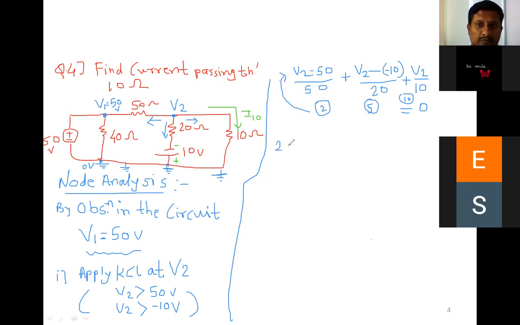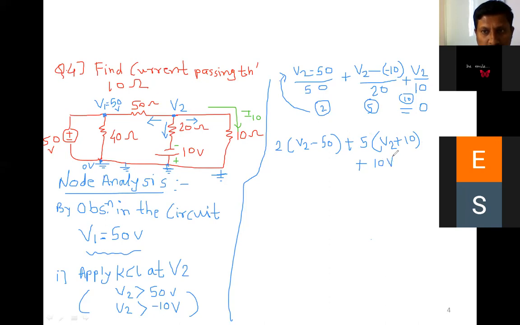So 2 into V2 minus 50. Now next 5 into V2, so minus what it becomes? Plus V2 minus of minus 10. Yes, it becomes plus 10. Yes, V2 plus 10. Next 10 into V2. Okay, I will avoid one step. Divided by 50 and equal to 0, then 50 multiplied with 0 becomes 0. That step I will avoid. In the exam also you can do this.